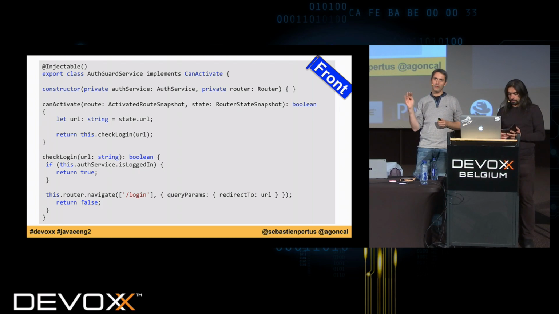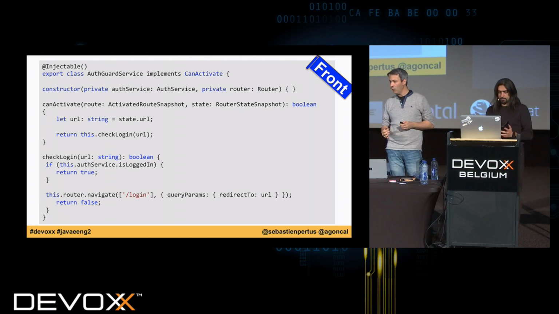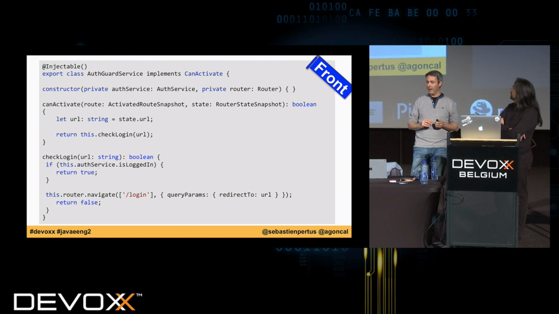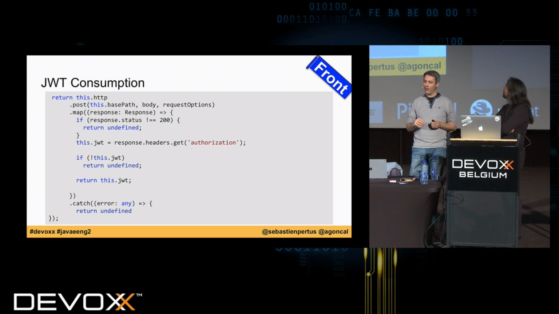Before going here, you have to be logged in. This is the guard component. And to check if you are logged in, as you can see in the slide, I have an authorization service. I just send a body with my login and password. For this demo, we will send the login and password in clear.